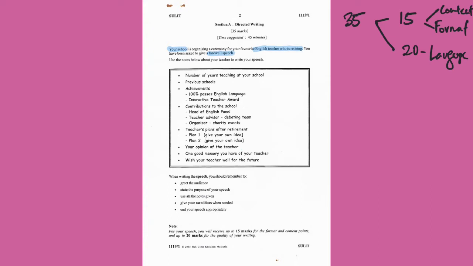All right. Let's go back to the pencil. Number of years teaching at your school. The first time that you go through the question, make sure you have the ideas already in your head. And what you do is, for the types of points given to you like this, you make a scribble. Let's say, for example, you want to say 7 years. So you just put 7 there.